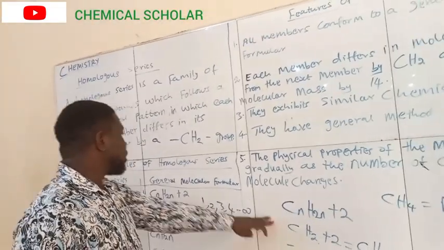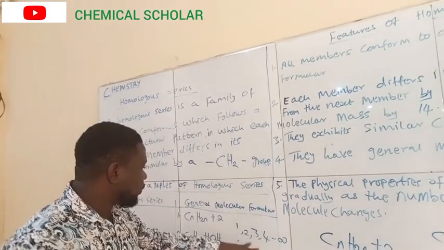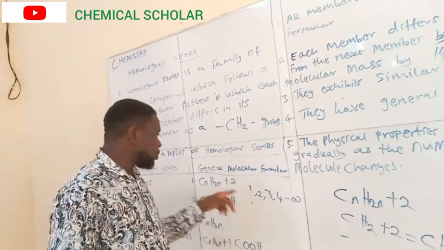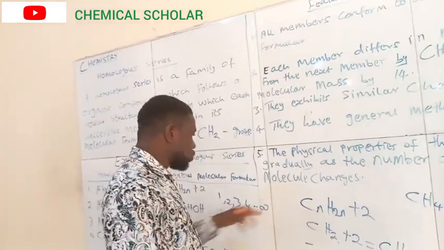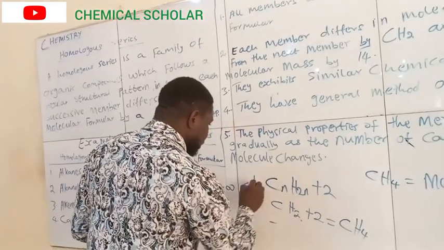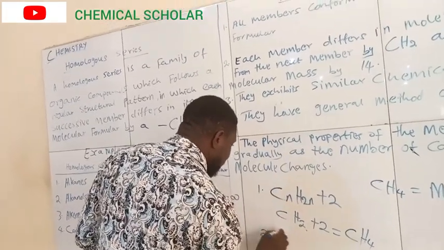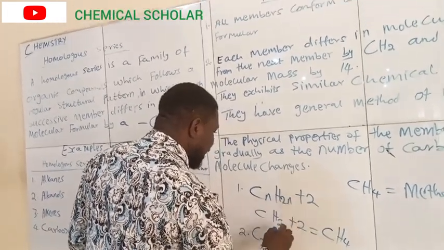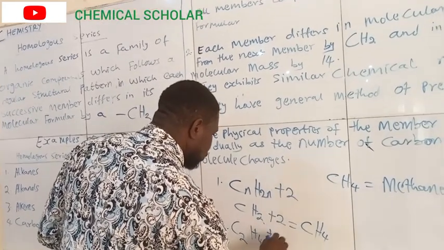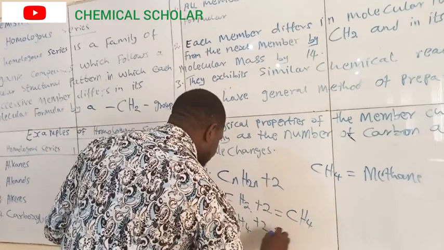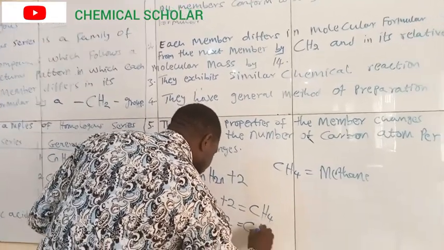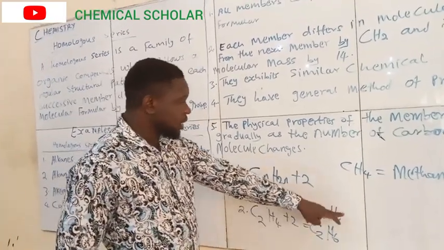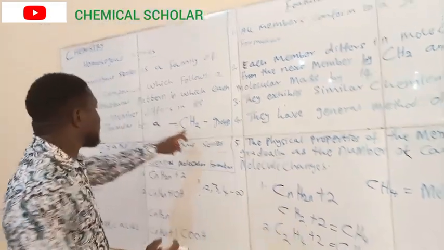Then the successive member, the next member of that particular group, will be the one that n will be represented by 2. If we substitute 2 into these things, this is the first member. Then the second member will now be C2H(2n+2), that is C2H6. So you see that the difference between the first member and the second member is a CH2 group.